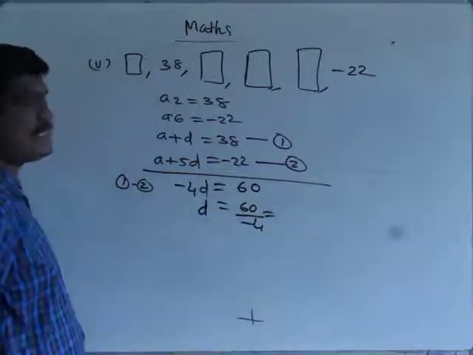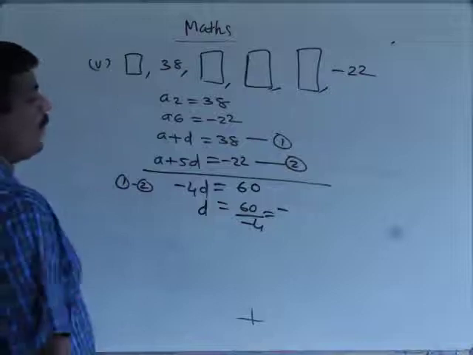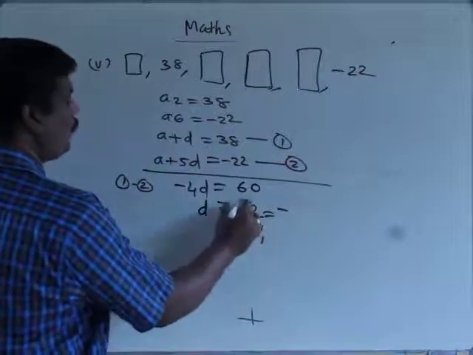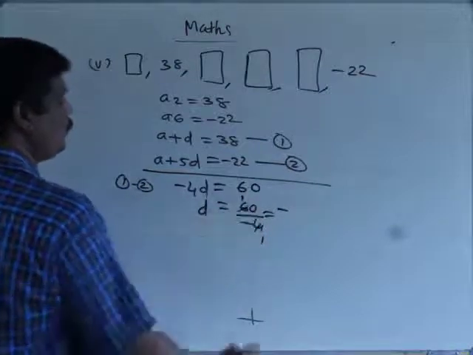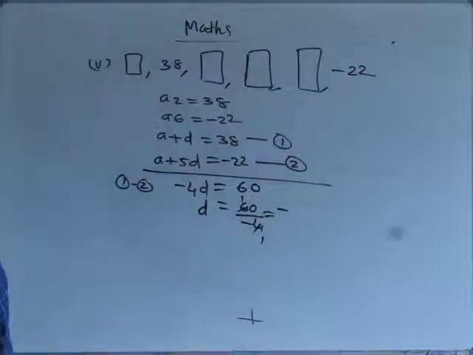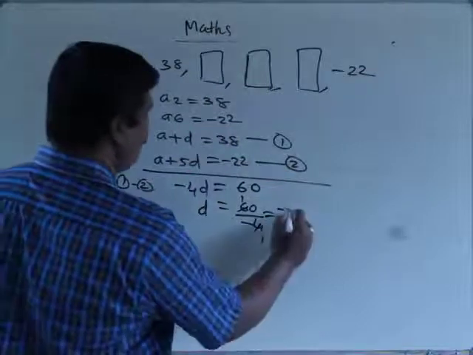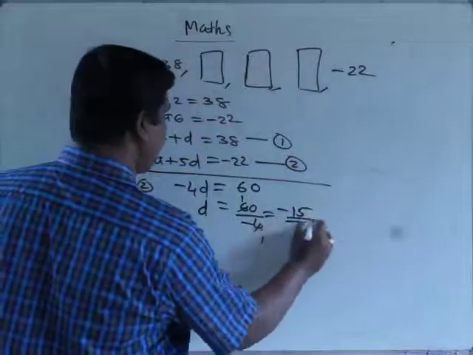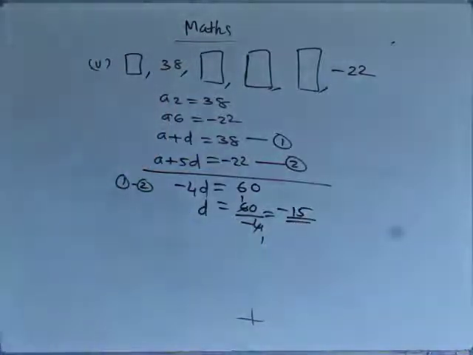So plus by minus, the symbol is minus. Okay. 60 divided by 4, what is the root? 20. How many times? Yes, 5 4s are 20. The answer is 15. Minus 15 is the common difference.